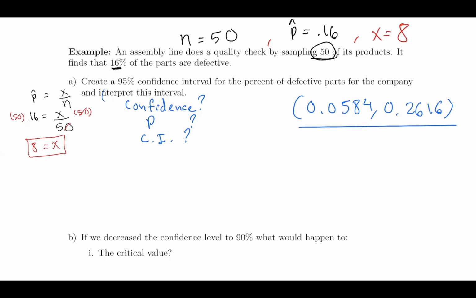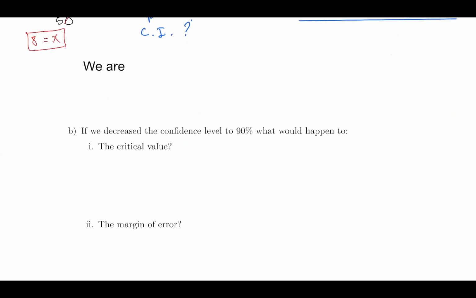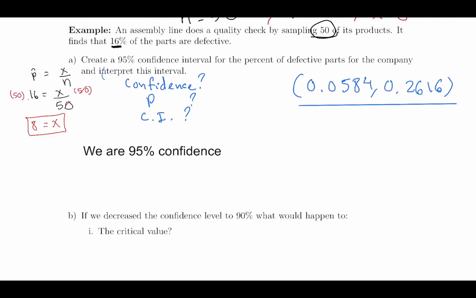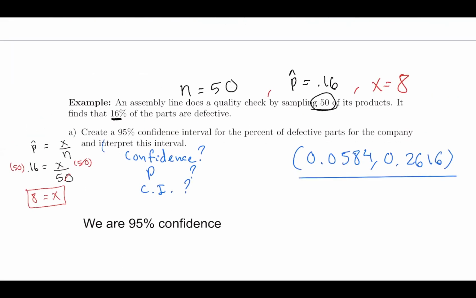So if you look at this problem, what did we say the confidence level was? Or you can put it in the chat or just yell it out. Yeah, 95. So we say we are 95% confident. So that's always going to be the first thing you want to put. You want to say how confident you are. So in our case, we're 95% confident.